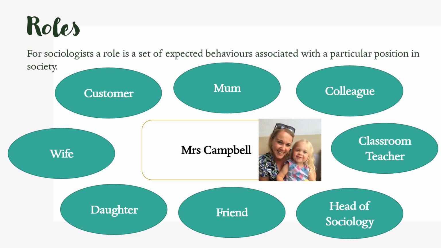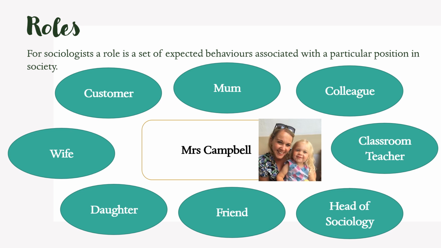And sociologists believe that each one of those roles comes with its own expected norms. So a norm for a classroom teacher, for example, is to plan lessons, to stand up at the front to deliver them. The norm for a daughter might be to look after her parents, to check that they're okay, to go and visit them from time to time. As a friend, I have to text my friends, check that they're okay, spend time with them, have fun with them. As a customer, generally you pay for things. Each role that you perform in society comes with its own expected behaviours.